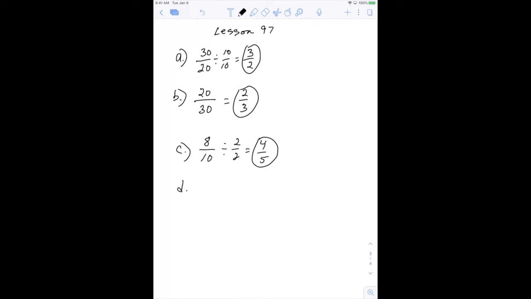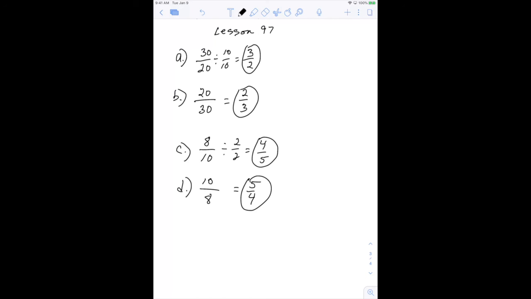Then they say, well, what was the ratio of blue socks to red socks? Well, there were 10 blue socks, and that's mentioned first, so 10 will be on top, 8 will be on the bottom. When we reduce it, we're going to get this time 5/4. So we're not going to make that a mixed number. We're going to leave it the way it is. So the ratio of red to blue is 4 to 5. The ratio of blue socks to red is 5 to 4.